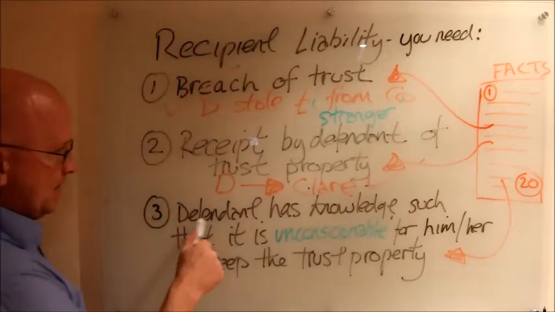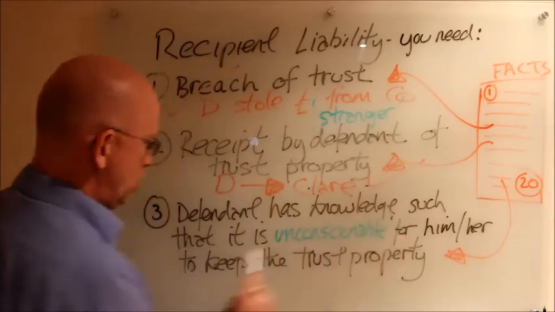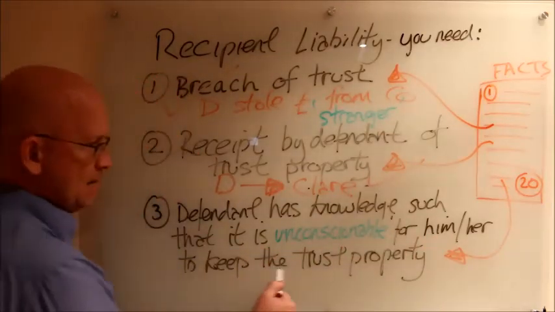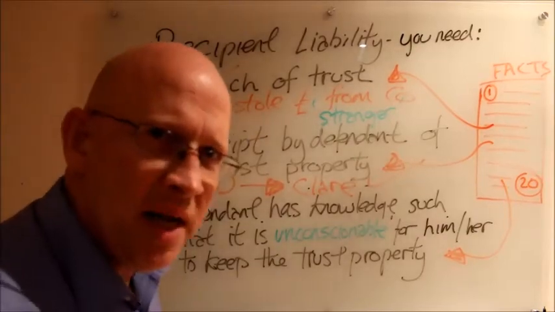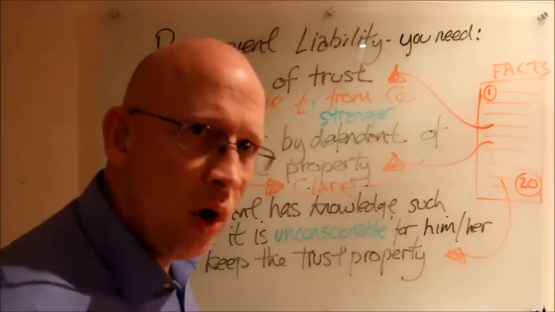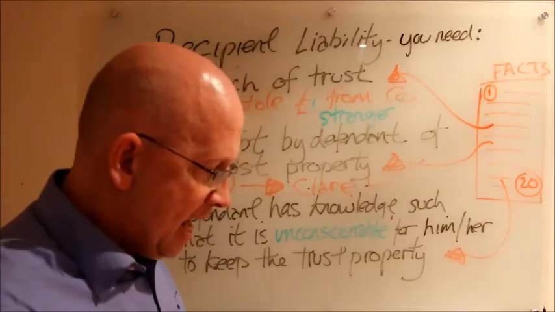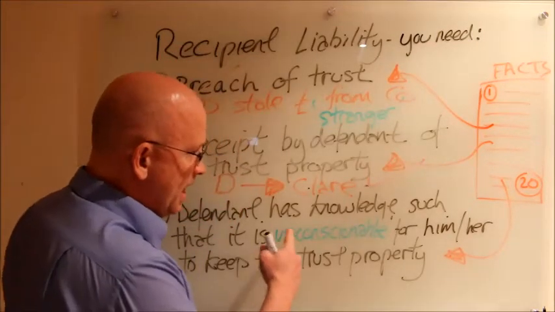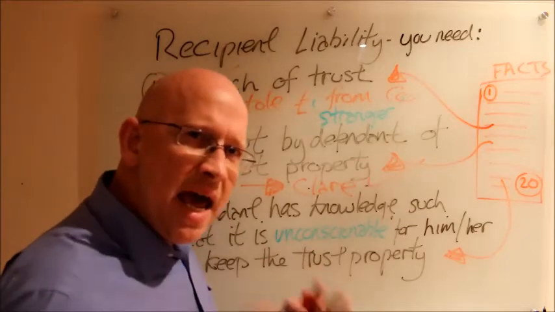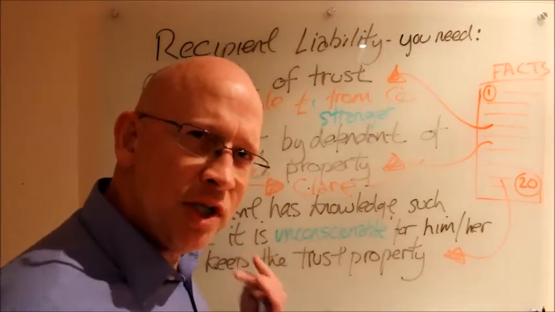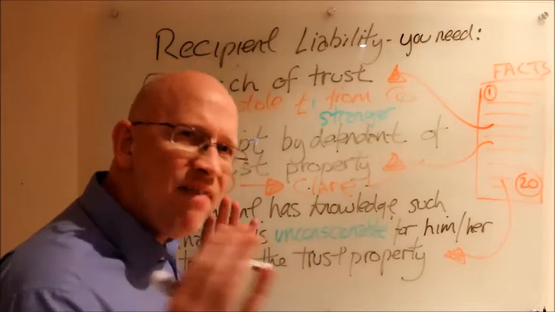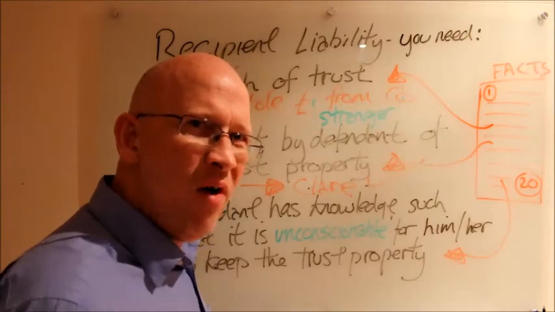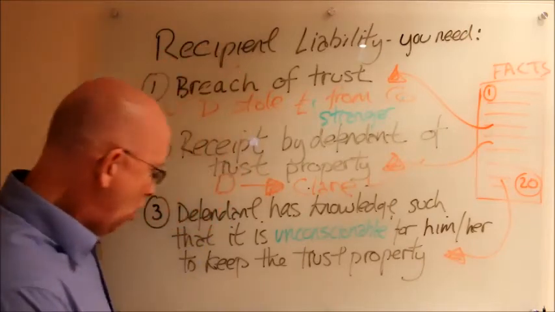Then let's say the defendant has knowledge such that it is unconscionable for him or her to keep the trust property. Now, unconscionability is one of those fluffy, woolly tests in law, which doesn't actually mean an awful lot off the page. But what it basically means is that the defendant, their conscience must be affected such that they have some knowledge about the whereabouts of this money, and therefore they shouldn't be allowed to keep it. Well, what could we have?